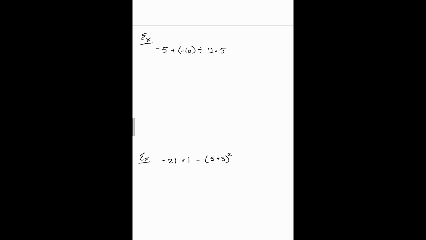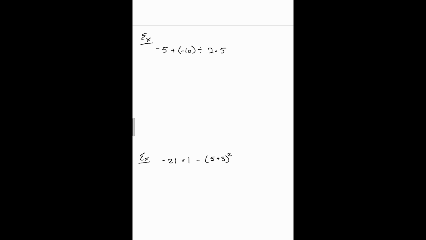For this one, we have negative 5 plus negative 10 divided by 2 times 5. All right, hit pause real quick, see what you come up with. All right, so in the order of operations, the first one that comes to mind is parentheses. We can get rid of the parentheses to make it a little bit easier.